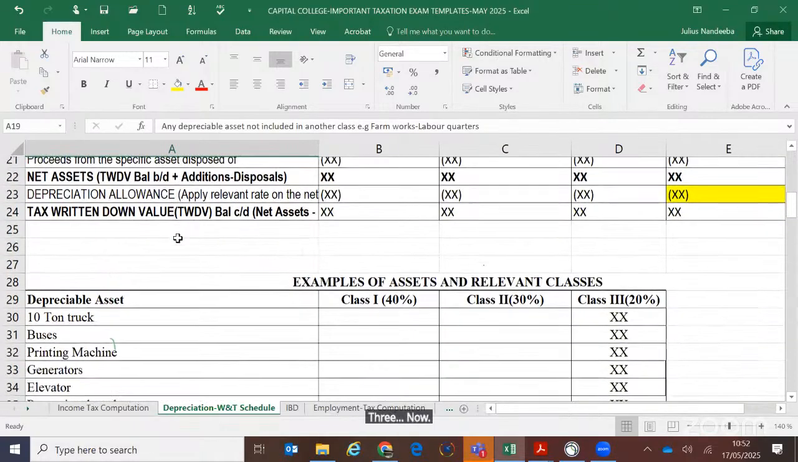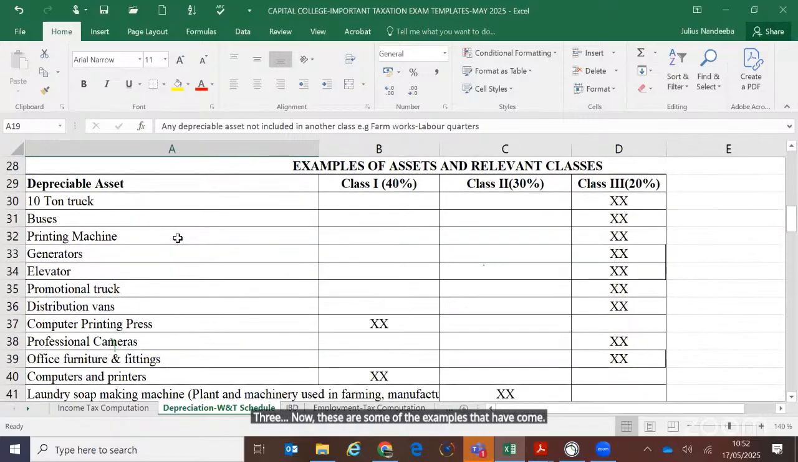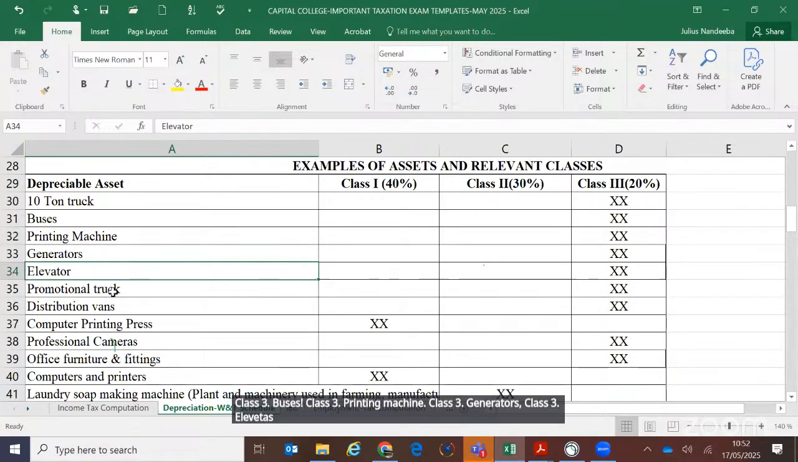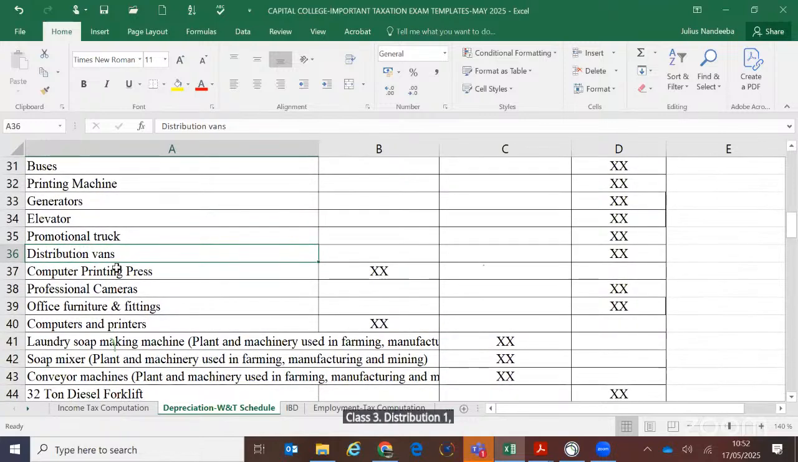Now, these are some of the examples that have come over time in your exams. For example, 10-ton truck, class 3. Buses, class 3. Printing machine, class 3. Generators, class 3. Elevators, class 3. Promotional trucks, class 3. Distribution vans, class 3. Computer printing place, the computer has now come through. This is class 1. Professional cameras, class 3. Office and furniture and fittings, class 3.